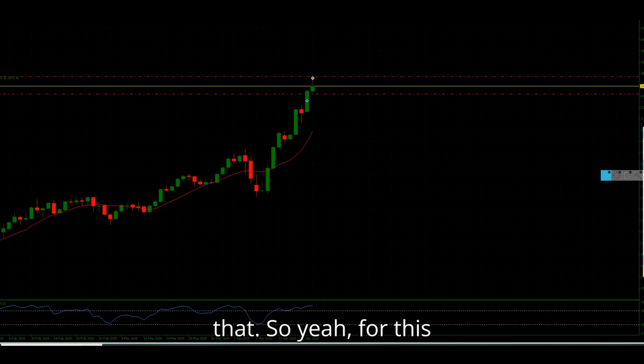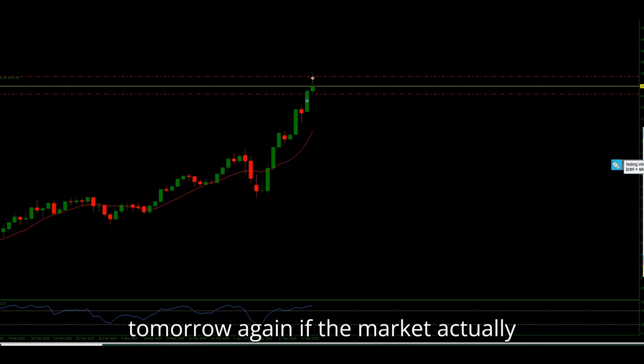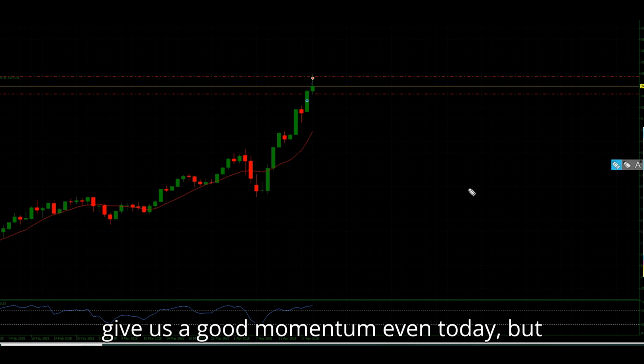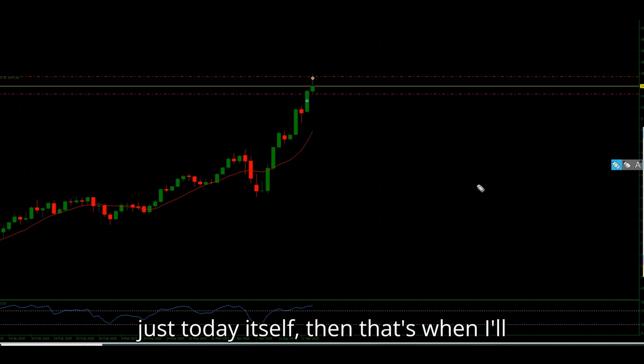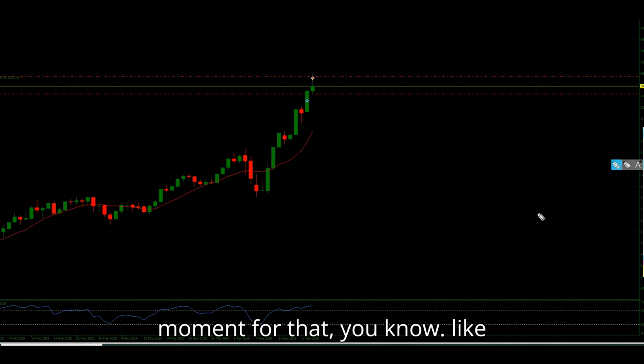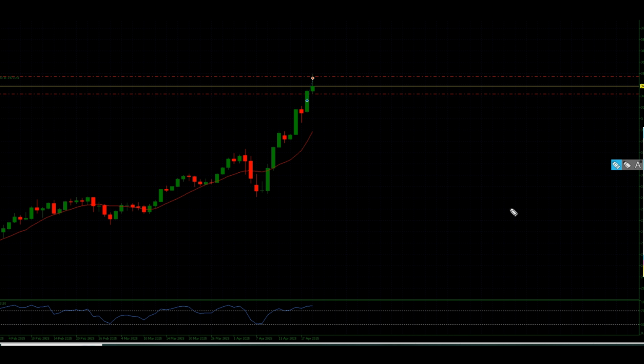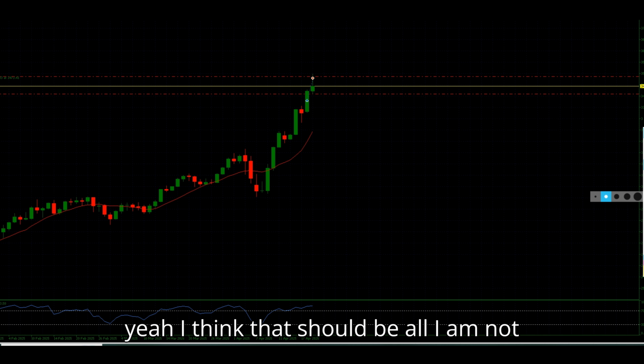For this position, we will try to close maybe tomorrow, or if the market gives us good momentum even today, just today itself, then that's when I'll exit. If not, I'll hold on a little longer. Yeah, I think that should be all.